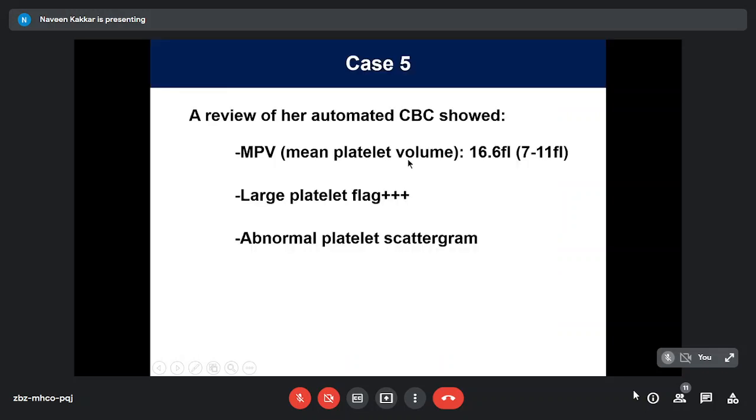A review of our automated CBC on the 5-part analyzer showed an MPV of 16.6. Normal in our lab was 7 to 11. So that was a 5-part analyzer, not the 3-part. It gave a large platelet flag 3+, the maximum. So the machine is indicating to us there are many large platelets, and she had a normal platelet scattergram that we just talked about.